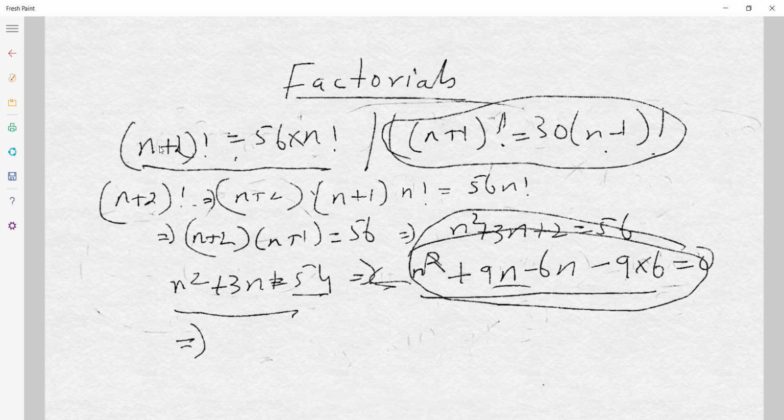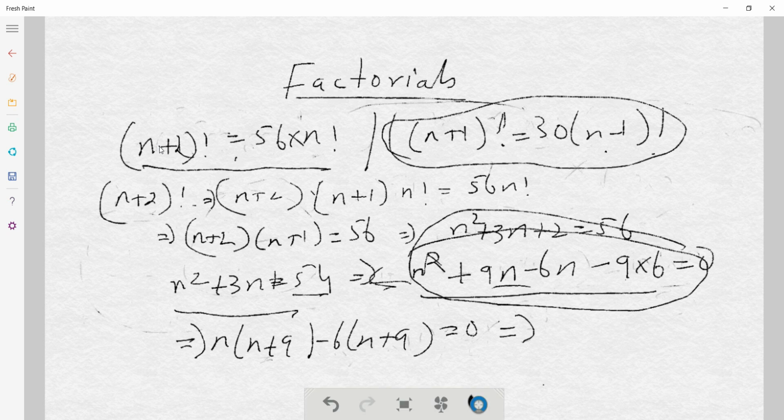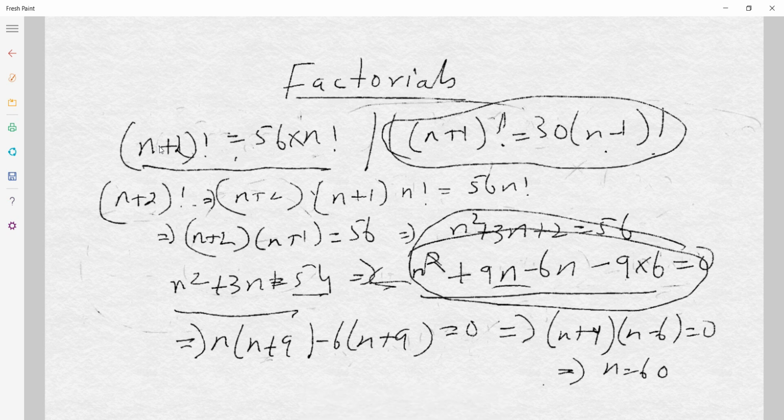So this will become something like n times (n plus 9) minus 6 times (n plus 9), equals 0. It's pretty straightforward. So this implies (n plus 9)(n minus 6) equals 0. That means n equals 6 or n equals minus 9. There you go. You found the value of n.